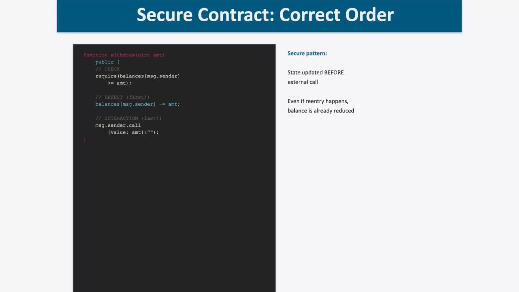Here's the fixed version of the contract using the CEI pattern. The difference compared to the previous contract, one line is moved. That is the difference between safe and catastrophic.